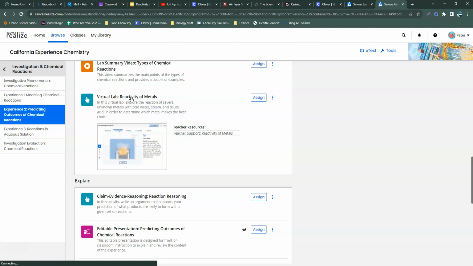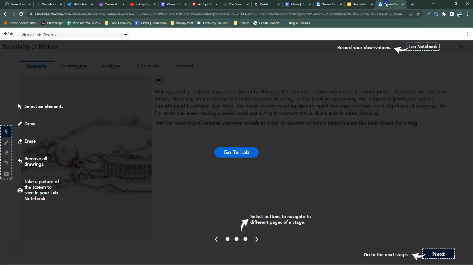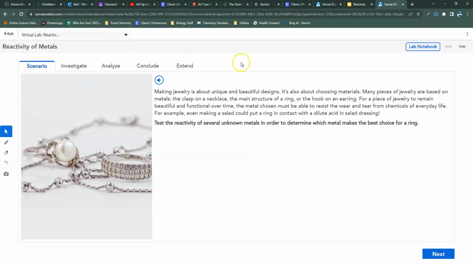You get into the lab and you make sure you have your slide deck ready to go. And our scenario, once again: making jewelry is about unique and beautiful designs. It's also about choosing materials. Many pieces of jewelry are based on metals: the clasp on a necklace, the main structure of a ring, or the hook on an earring. For a piece of jewelry to remain beautiful and functional over time, the metal chosen must be able to resist the wear and tear from chemicals of everyday life. For example, even making a salad could put a ring in contact with a dilute acid in salad dressing. Test the reactivity of several unknown metals in order to determine which metal makes the best choice for a ring.